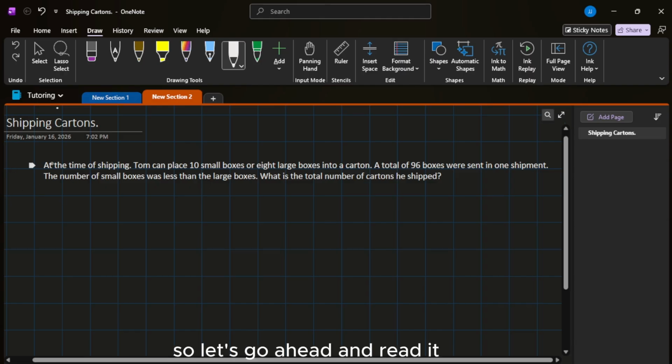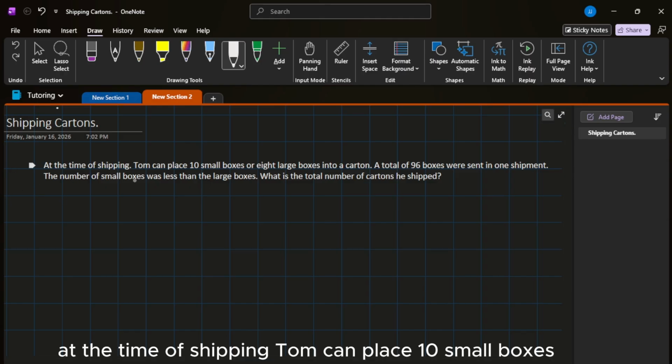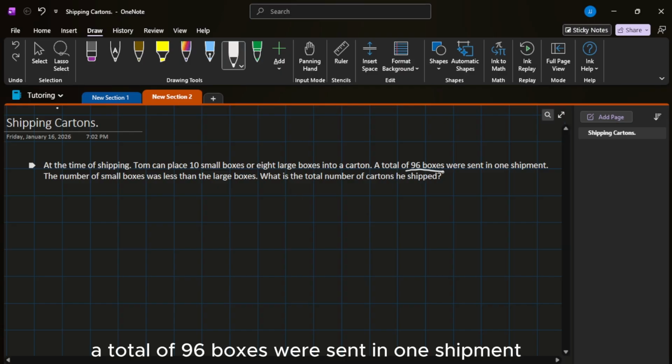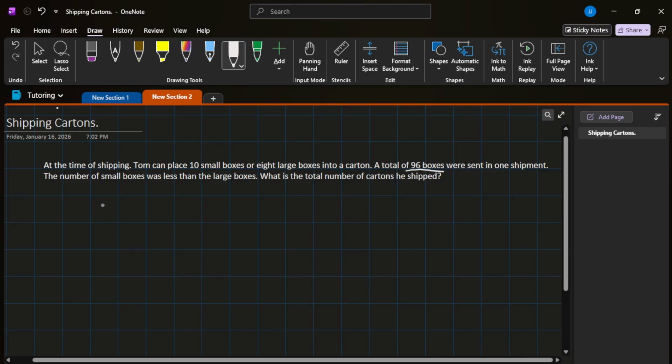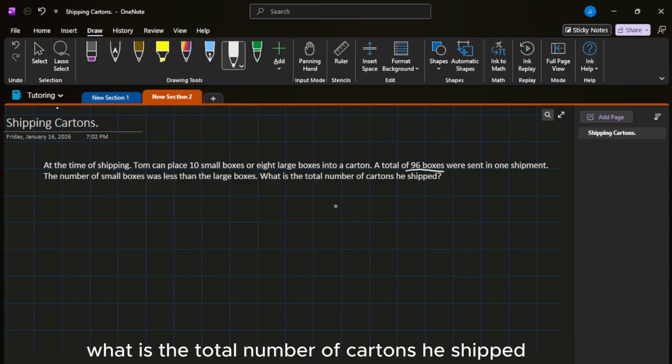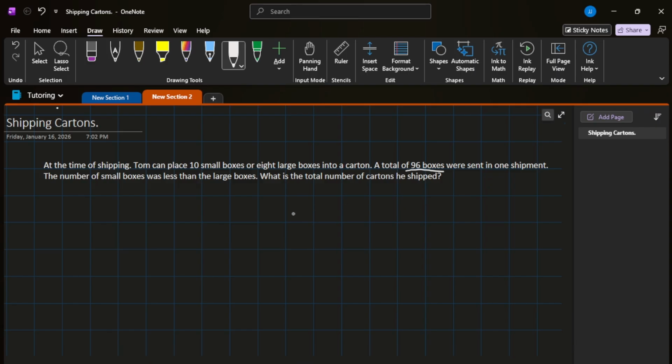So let's go ahead and read it. At the time of shipping, Tom can place 10 small boxes or 8 large boxes into a carton. A total of 96 boxes were sent in one shipment. The number of small boxes was less than the large boxes. What is the total number of cartons he shipped?